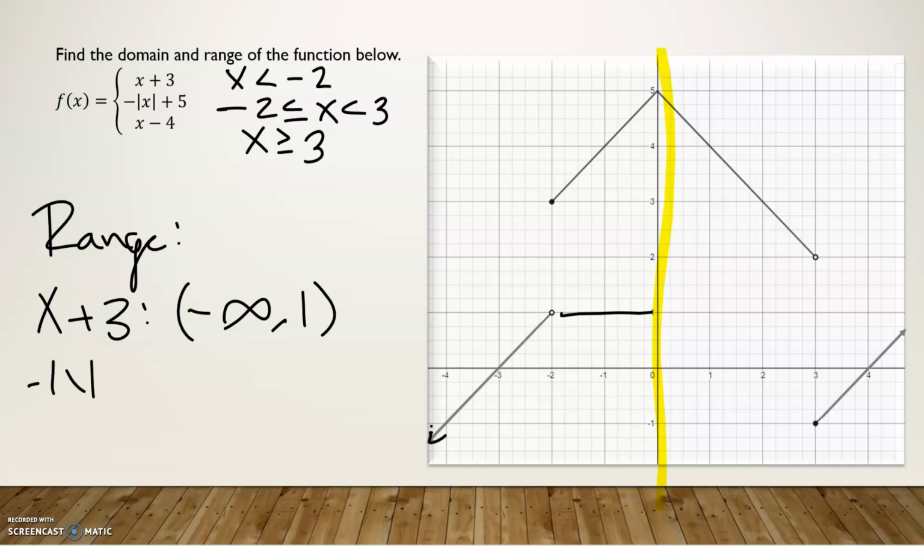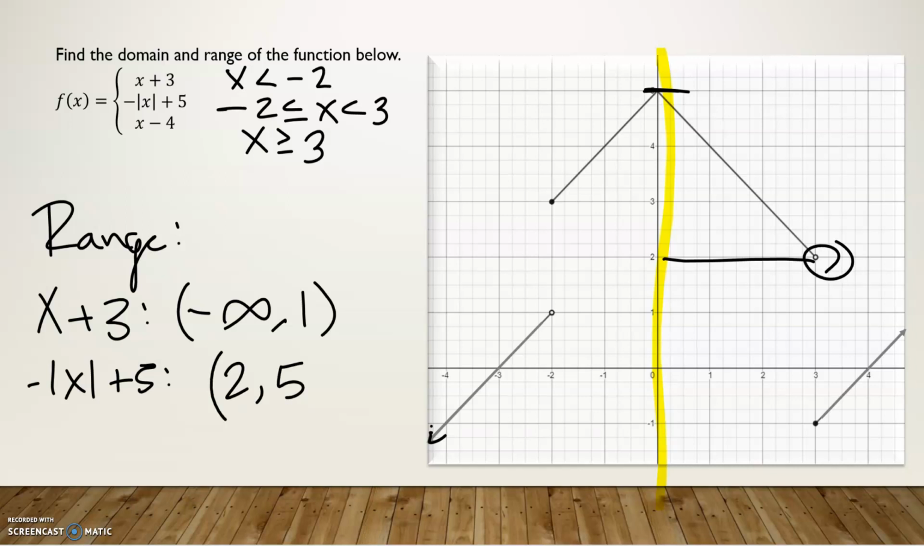Negative absolute value of x plus 5. Okay, so this one, the very top part is at 5. The very bottom part is at 2. So it goes between those two. I need to write the smaller one first: 2 to 5. Open circle on 2, so parentheses. It does touch the 5, so bracket for that one.